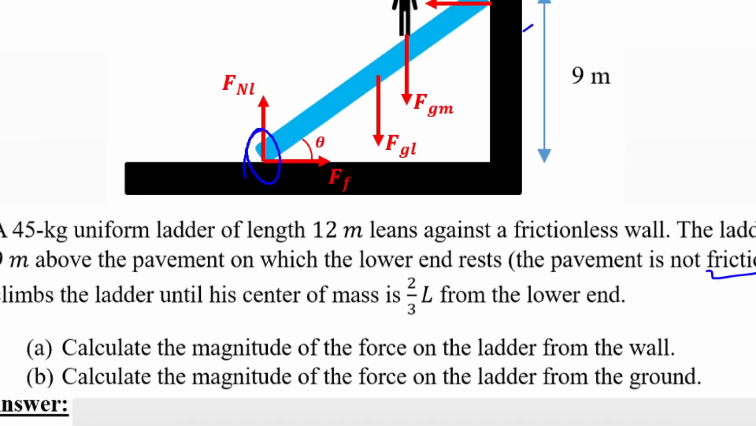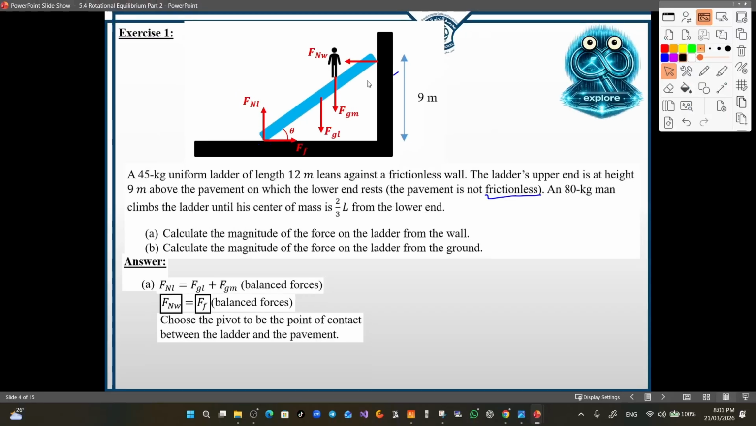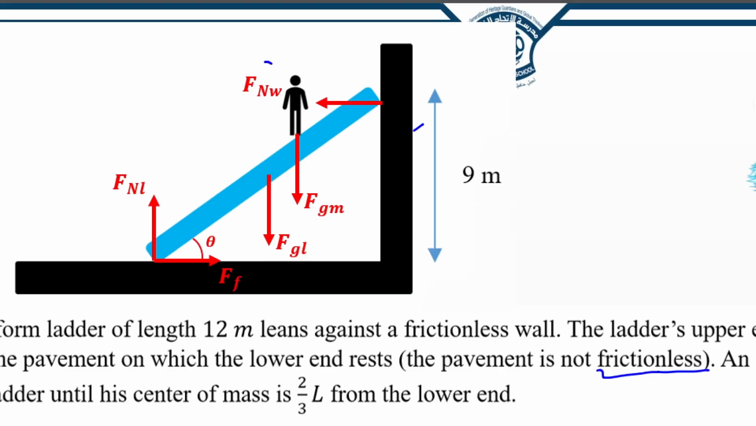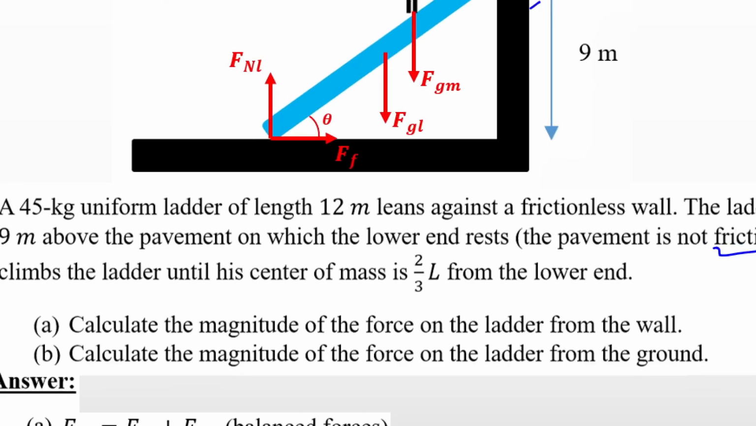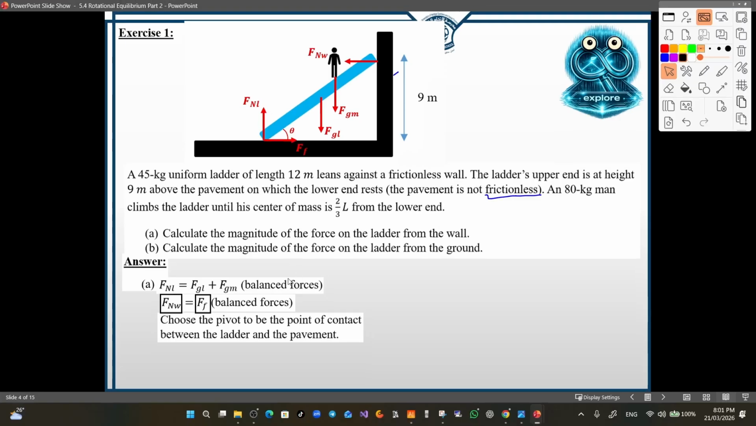And why did we do that? Because I'm looking for the force exerted by the wall on the ladder, the other forces are not required, and it would be easier if we eliminate them from our calculation. Choosing the pivot here will eliminate the torques from these two forces, and we will see that later. So we choose the pivot here.